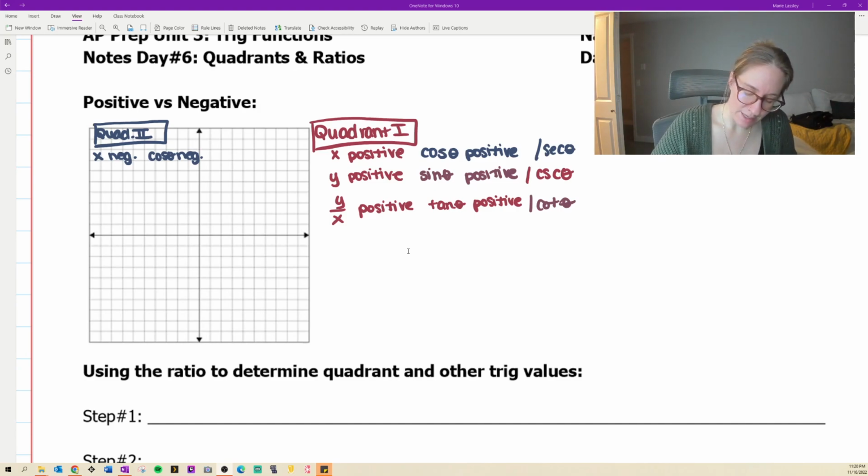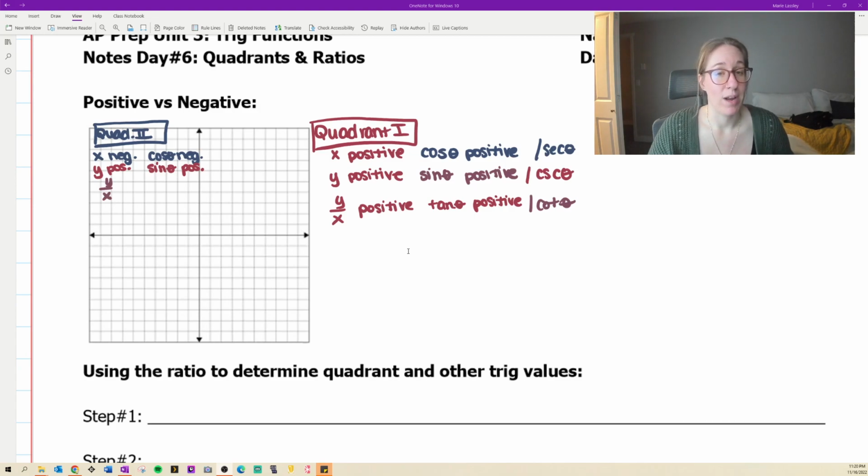All right, in the second quadrant, y is positive, so sine is positive. So y over x, since x is negative and y is positive, this is going to be a negative value, which means tangent is negative. There's quadrant 2.